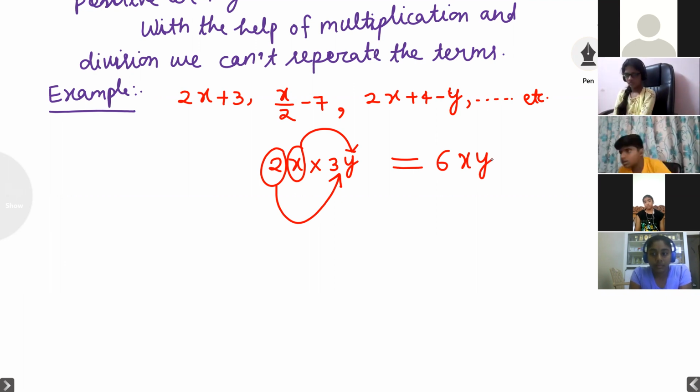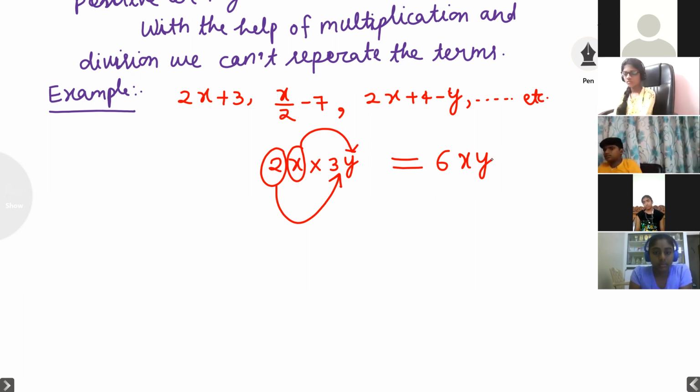You are observing, students? The actual terms were 2x into 3y. When I have multiplied, the answer has come 6xy. Here it is not separating the terms. Now 6xy, we can say 2x into 3y or 6xy. That's why with the help of multiplication and division, we cannot separate the terms.